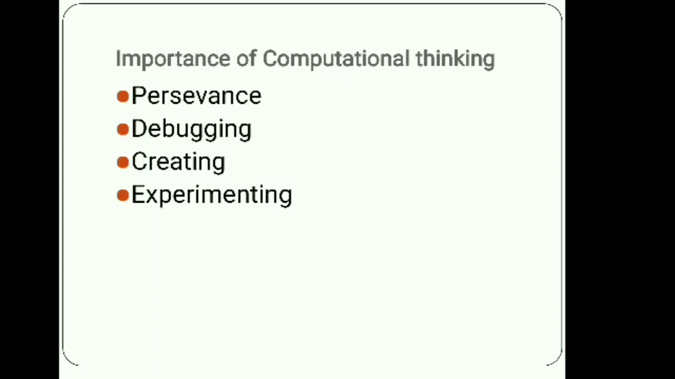First is perseverance. Children learn not to give up and learn not to be nervous because of the complexity of the problem. Next is debugging. In this process of trying various possible solutions and finding the most appropriate one, children learn to find and fix errors. The third is creating. Children learn to think creatively and innovate more solutions. Fourth, experimenting. Children gain the courage to experiment and lose the fear of failure.